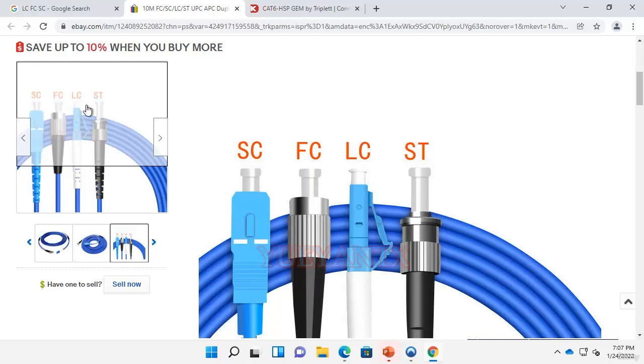ST over on the right, that's your ferrule. So you'll line it up and then you would spin that circular silver part to tighten it down. Okay, those are going to be your common types of connectors.